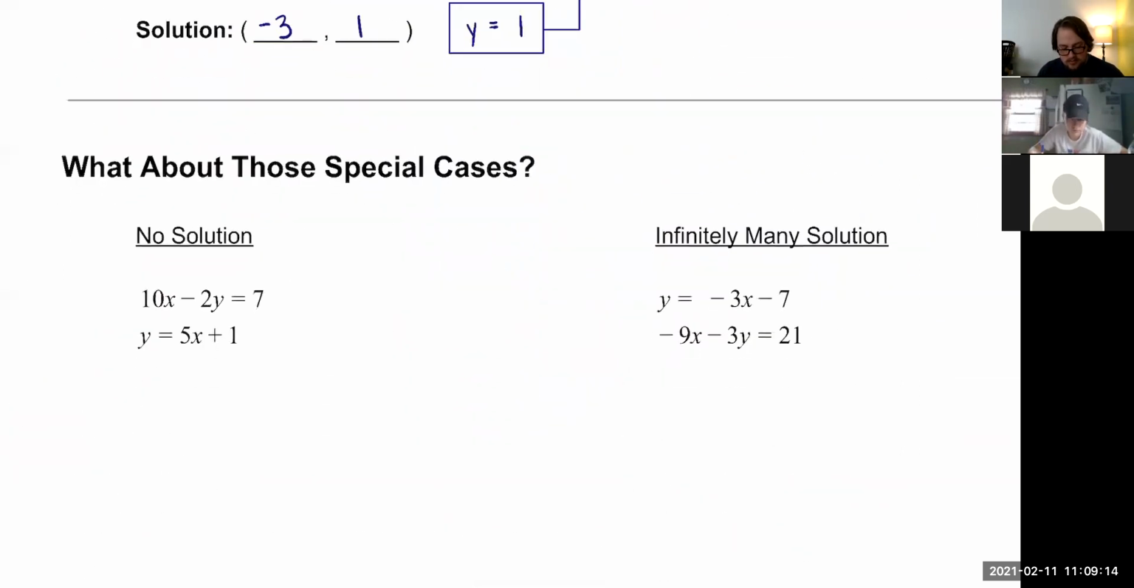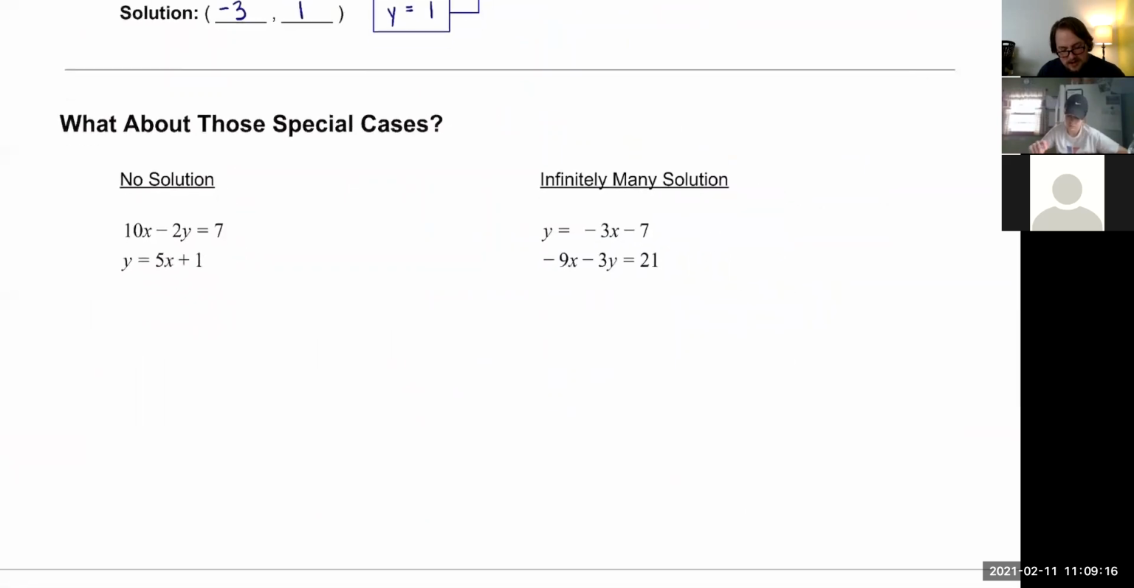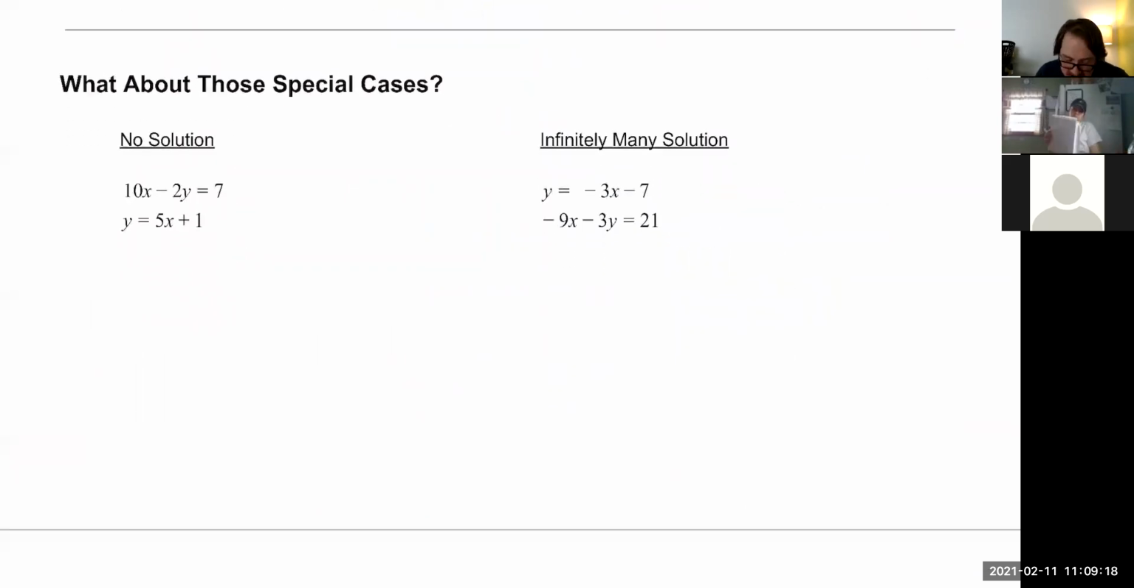Wouldn't you have to first have them both in slope intercept form to be able to see? So I like that. I like where your head's at. Yes and no. So Jordan said, why not get them in slope intercept form? Because we know that if their slopes are the same and their y-intercepts are different, they must be parallel. If both equations are the same, well, then they must be the same line.